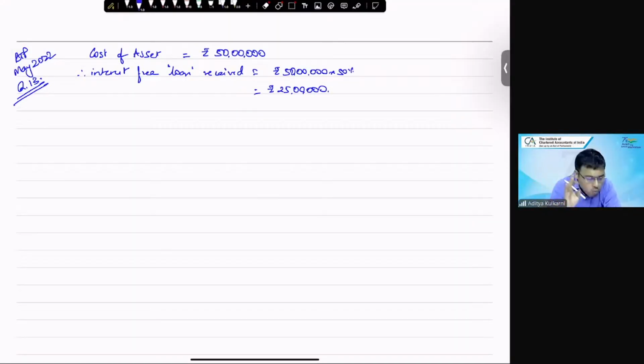10%. What is the nil? Fair value discounted at the market rate for the years is how much? 0, because this is interest free. So there is only one repayment that will happen, at the end of the 5th year, of 25 lakhs. So that will be 25 lakhs into the present value factor.